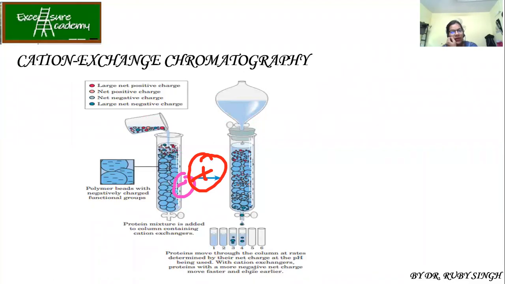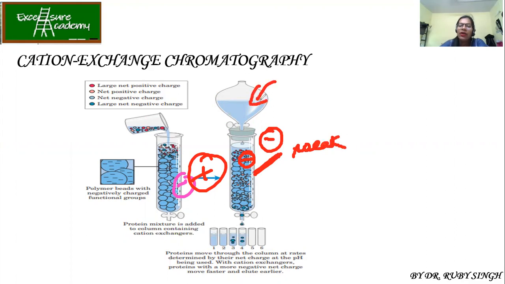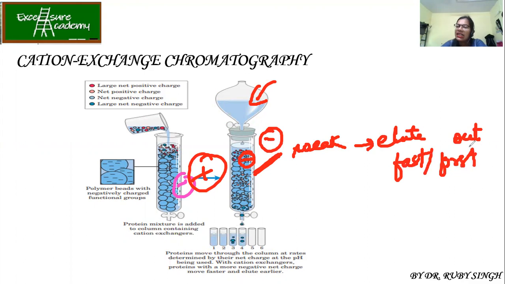So what does it mean? If you have a negatively charged protein and the matrix is also negatively charged, what does it mean? The interaction is going to be weak, correct? So when I add buffer, what happens? This is going to elute out fast and first. Is it clear?